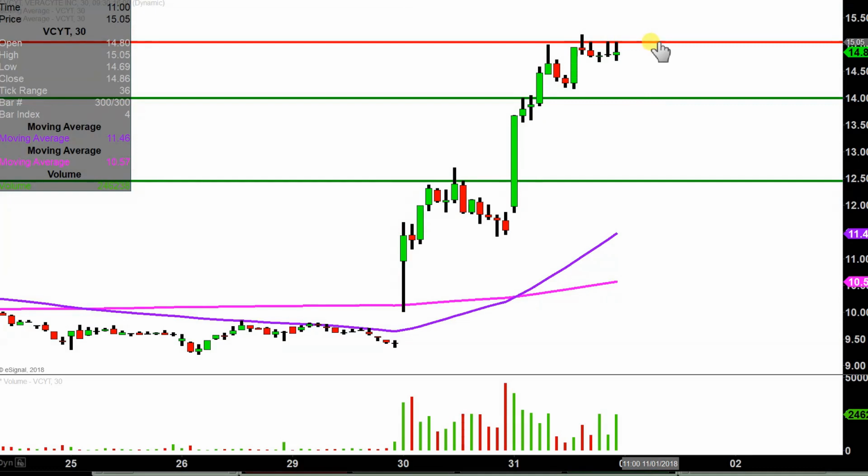But all in all, big picture, great looking chart, and as long as the price keeps on building higher bases, everything else will take care of itself, including breaking areas of resistance.